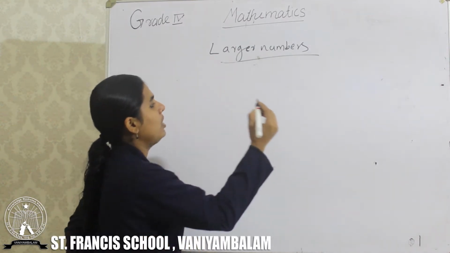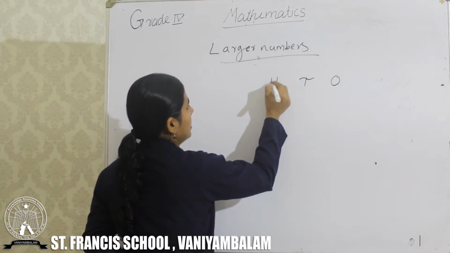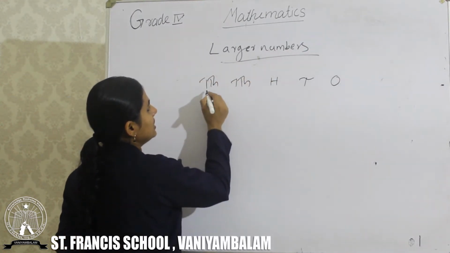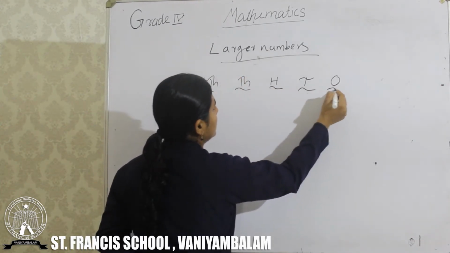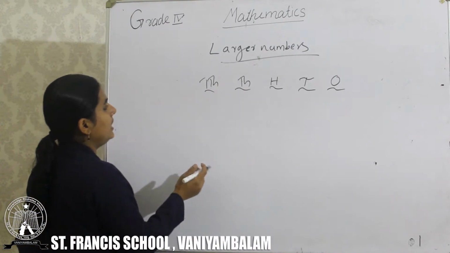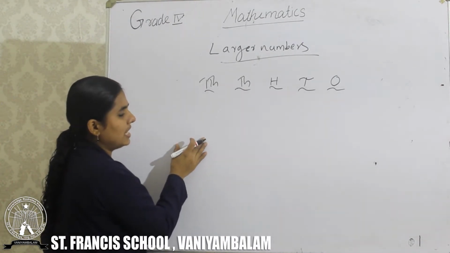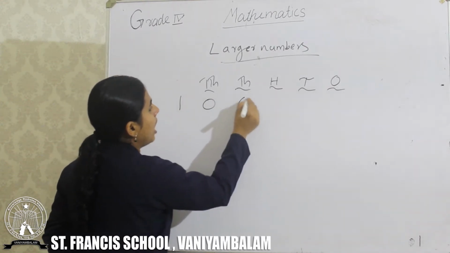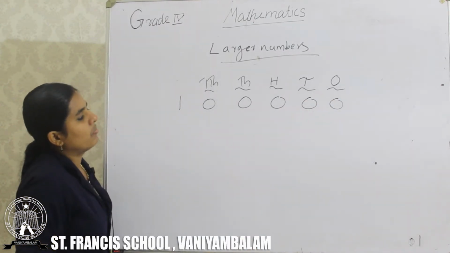Okay, listen here. First we have ones, then tens, 100, 1000 and 10,000. This is the place value chart of a 5-digit number. Then we need one more new room. That is the place value chart of a 6-digit number. Which is the smallest 6-digit number? 1 followed by how many zeros? 1 followed by 5 zeros.